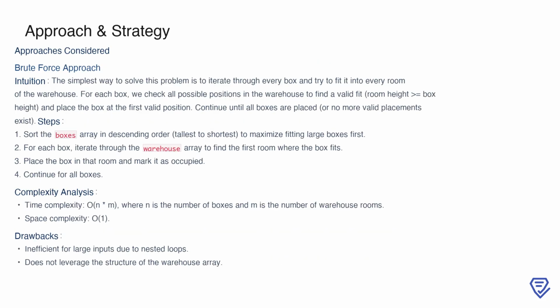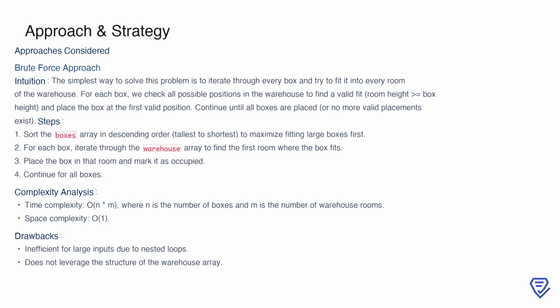To begin, the brute force approach provides a straightforward method to solve the problem, though it may not be the most efficient. The idea is to go through each box and attempt to fit it into every available room in the warehouse. For each box, we check all possible positions to find a valid fit, where the room's height is greater than or equal to the box's height. Once a valid position is found, the box is placed, and we move on to the next box. To prioritize fitting larger boxes first, the boxes are sorted in descending order of height. The process continues until all boxes are placed, or no more valid placements can be made.